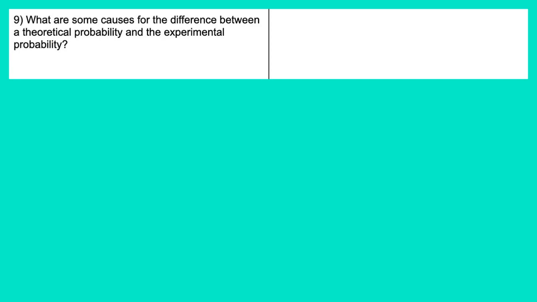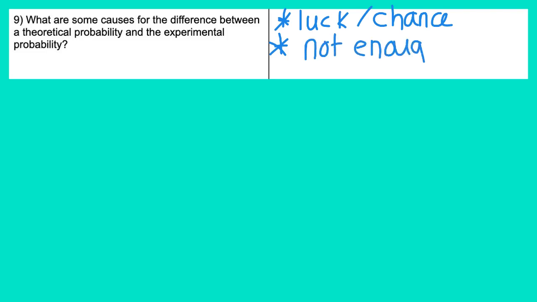What are some causes for the difference between a theoretical probability and the experimental probability? So what they're asking here is, why don't you get exactly what you expect? Well, there's two reasons. Luck or chance altered your results, or there were not enough trials. Maybe they didn't do it enough, and so their results were skewed. All right, catch up. We have one last question, so pause me here before moving on.